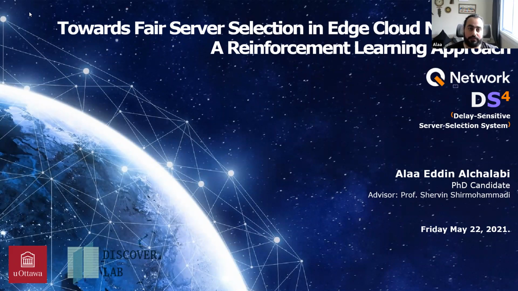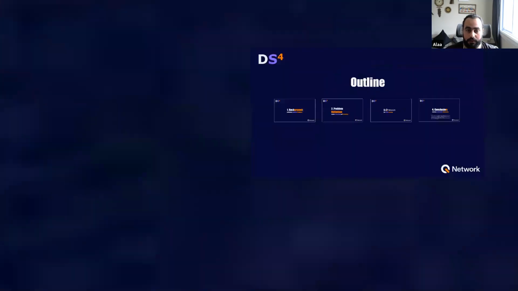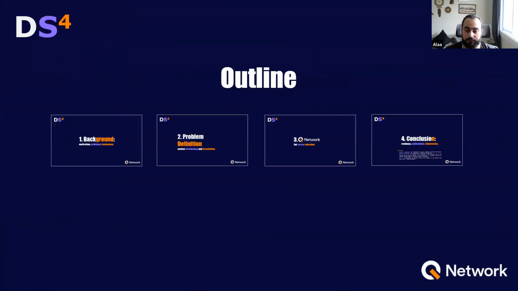So the title of this presentation is Towards Fair Server Selection in Edge Cloud Networks, a Reinforcement Learning Approach. We're trying to apply AI on a prospective edge cloud network that would deal mainly with games or any real-time application. We also divided this into two different components: DS Quad, which is a delay-sensitive server selection system, and Q network, and I'm going to explain these parts in detail.